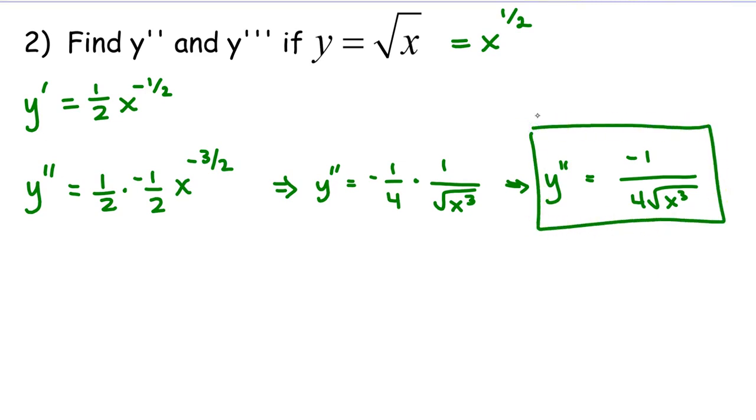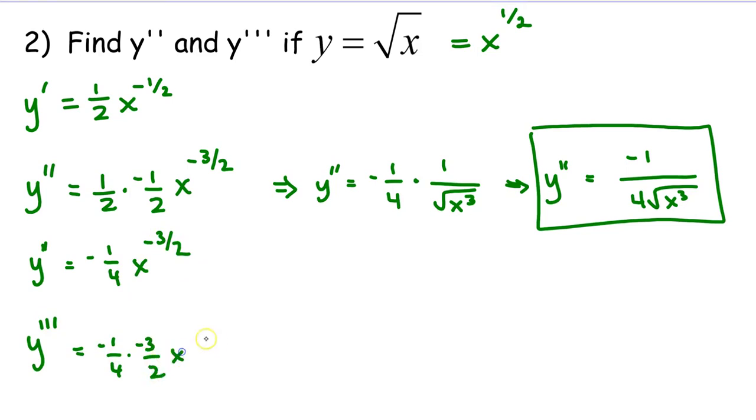And now to find the derivative of that for the third derivative, I'm going to go back and use the power notation form. I'm going to rewrite it as negative 1/4 x to the negative 3/2. And for its derivative then, bring down the negative 3/2 and multiply it by negative 1/4, and then subtract 1 from your power to get your new power. So that's the same as 3/8 times 1 over the square root of x to the 5th.